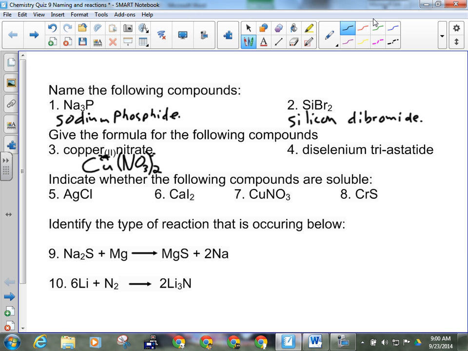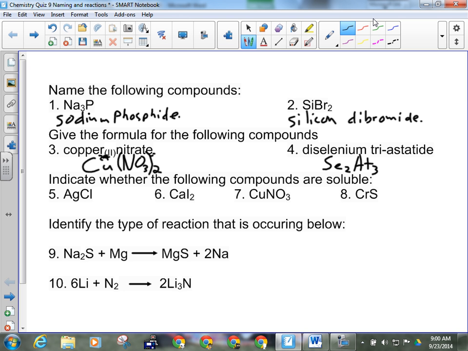And for number 4, diselenium triacetatide. Se2(AT)3. Okay. Questions on those ones?